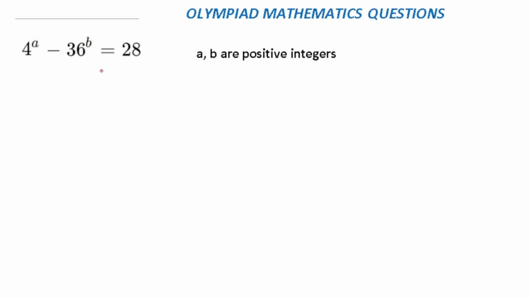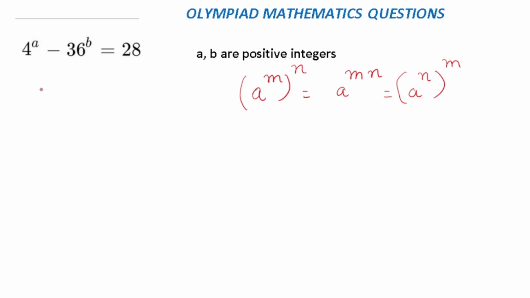Before that, we need to have some exponential rules. So basically, a raised to power m raised to power n can be written as a raised to power m and n multiplied, and can also be written as a raised to power n raised to power m. So we need to write 4 raised to power a and 36 raised to power b in such a form that they form the smallest integer values.